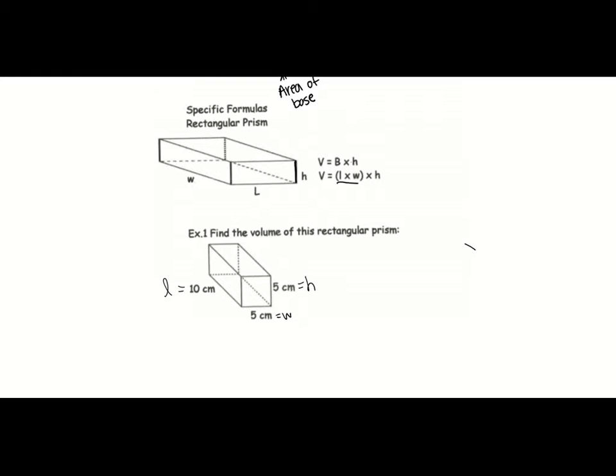So in order to find the volume of this prism, we are going to plug in our length times width times height. When we do that, we get 10 times 5 times 5. And that gives us a total of 300 centimeters cubed.